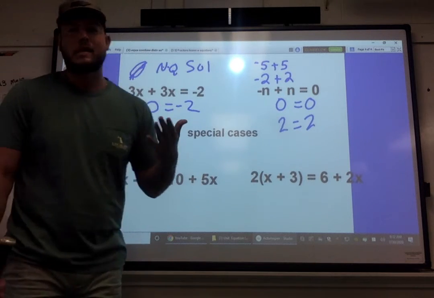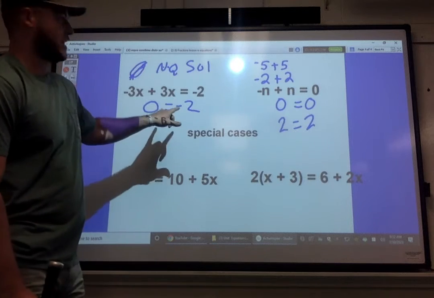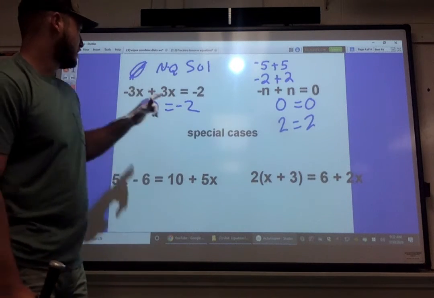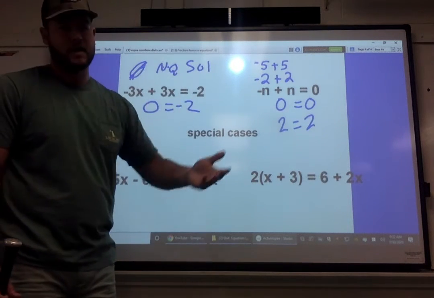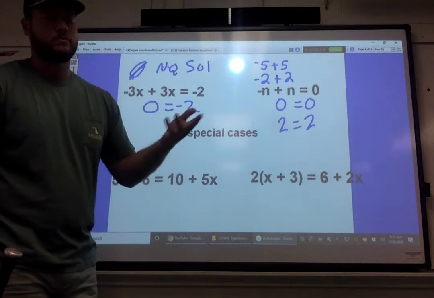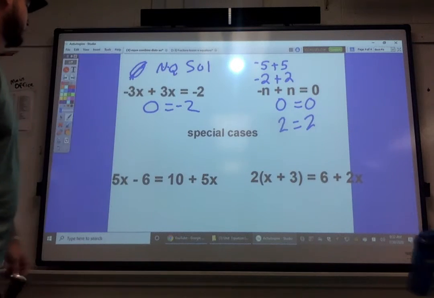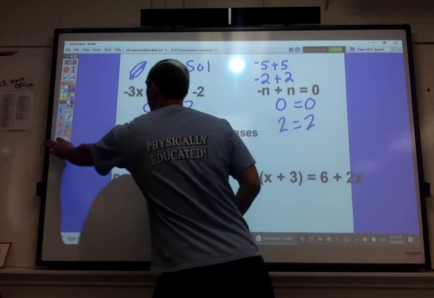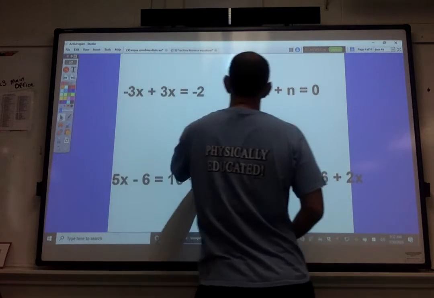Now, don't get me wrong. Sometimes we might make mistakes and we accidentally get this. But if you're left with 0 equals negative 2, 0 equals 5, 0 equals 10, it's not true, no solution. We'll clear this and get us some more space so you can see these last examples.